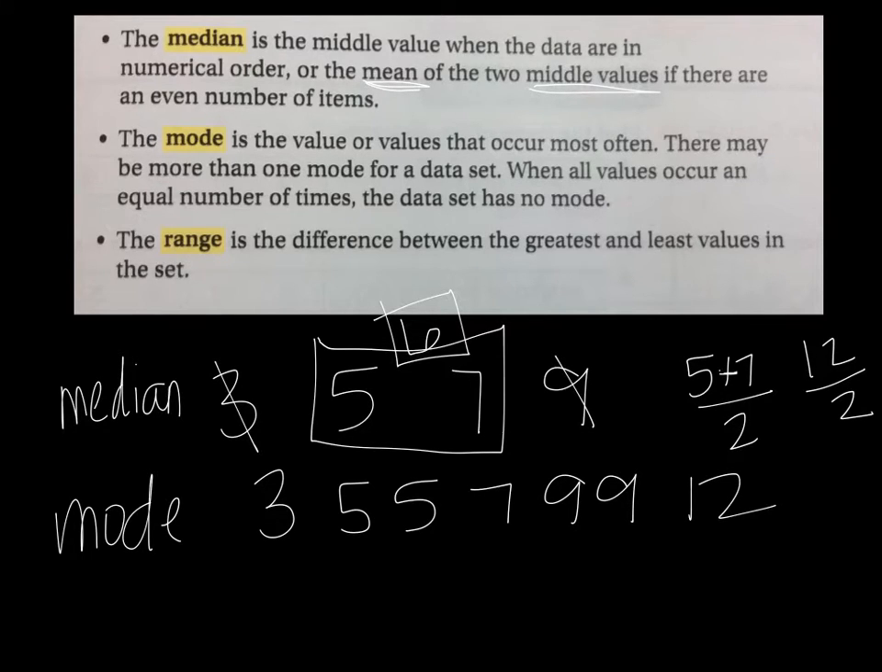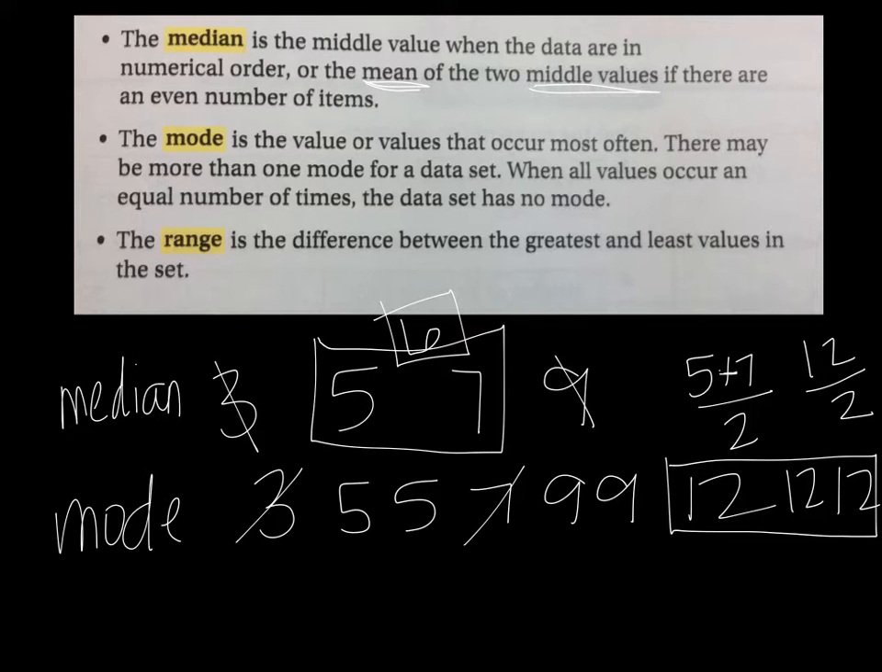Okay, I'd go through. There's 1 3, not my mode. 2 5s, yep. So I have 2 5s, not my mode. 2 9s, and let's say I had 3 12s. So yes, there's more than 1 5 and more than 1 9, but there are 3 12s. That one appears most often. It occurs most often, so my mode in this case would be 12.